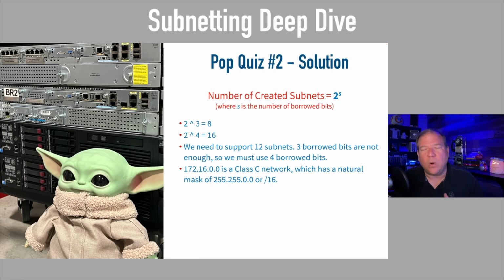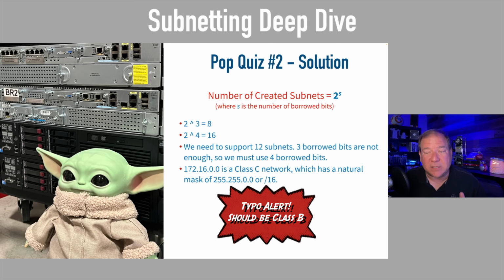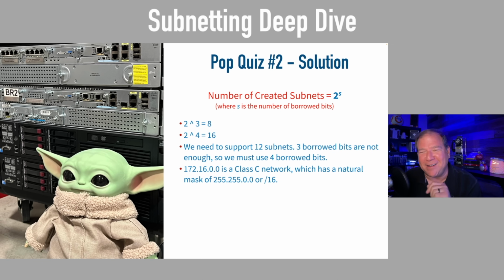And we're dealing with a network that is class B. I got a typo on the screen. My apologies. Obviously, I meant class B there, not class C. 172.16 is a class B network, which has a default subnet mask of 255.255.0.0.